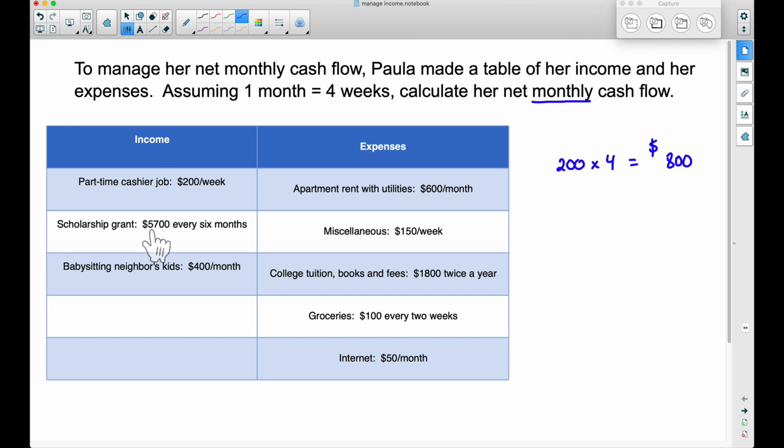Now her next source of income is $5,700 every 6 months. So she's getting this twice a year, but we want to talk about net monthly cash flow. So $5,700 every 6 months. If you take $5,700 and you divide it up by 6, so essentially she could get this $5,700 check. Sure, she's getting it every 6 months, but if she wants to budget it, take that $5,700, divide it by 6, we're going to have $950. That's going to be per month for this $5,700 grant.